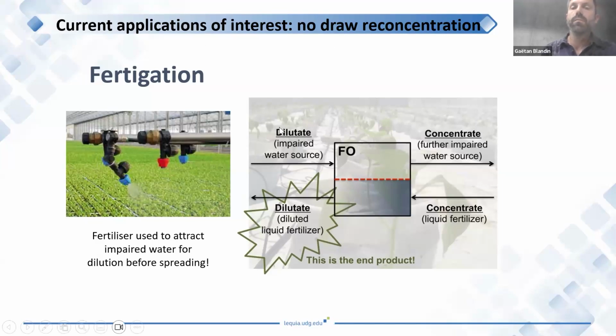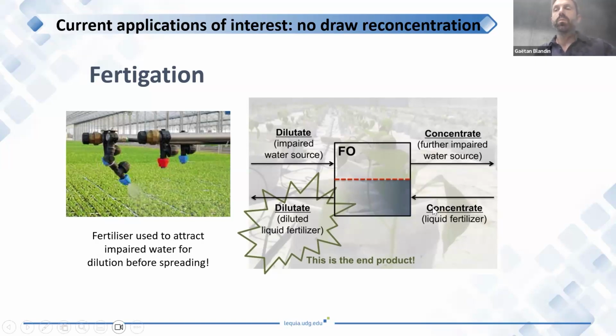So one of the potential applications for that is fertigation. Basically, if you have an impaired water source, so wastewater that you cannot use directly to irrigate your culture, what you can do is extract the water through forward osmosis, and then it gets purified. What you need as a concentrate is a liquid fertilizer. You need to put some fertilizer on the plants for them to grow. The fertilizers are very concentrated. They have a high osmotic pressure.